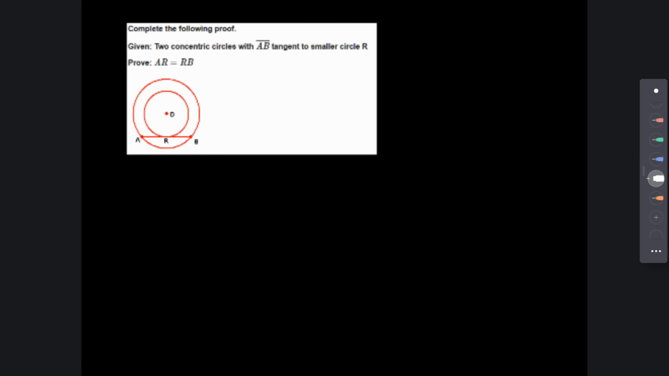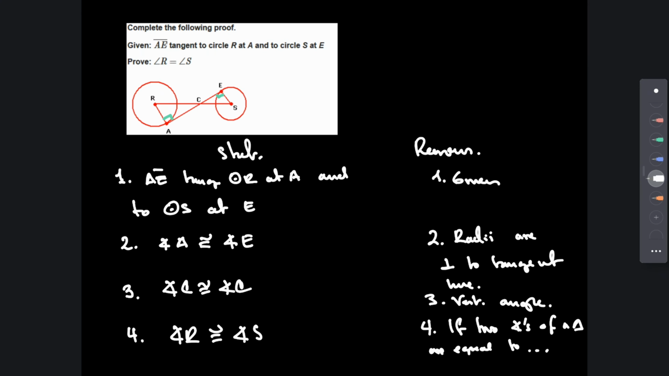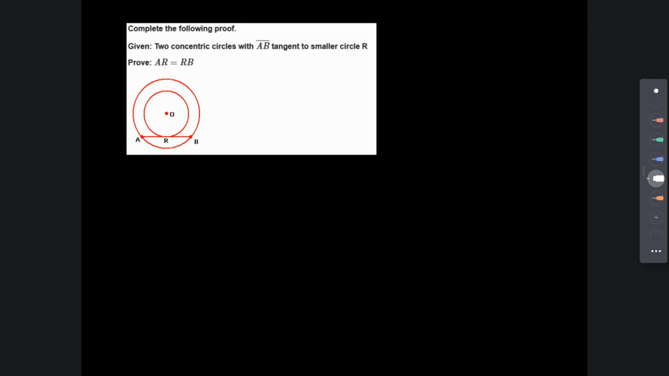All right, let's go for, I think this is the last one. No, we have two more. All right, this one says two concentric circles with AB tangent to small circle R, prove that AR is equal to RB. So basically the idea is to prove that this piece here is equal to this piece here.